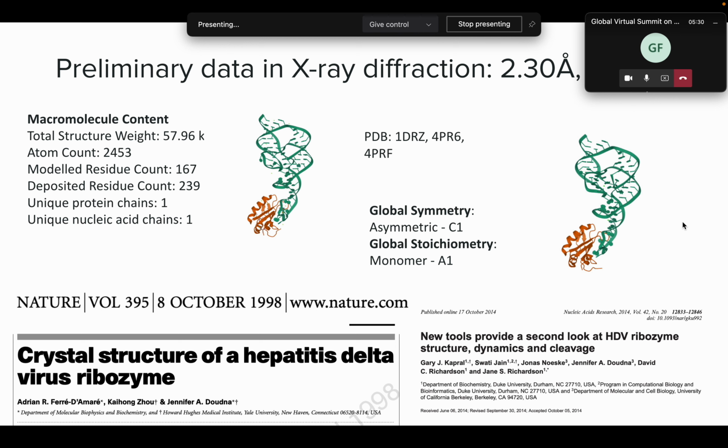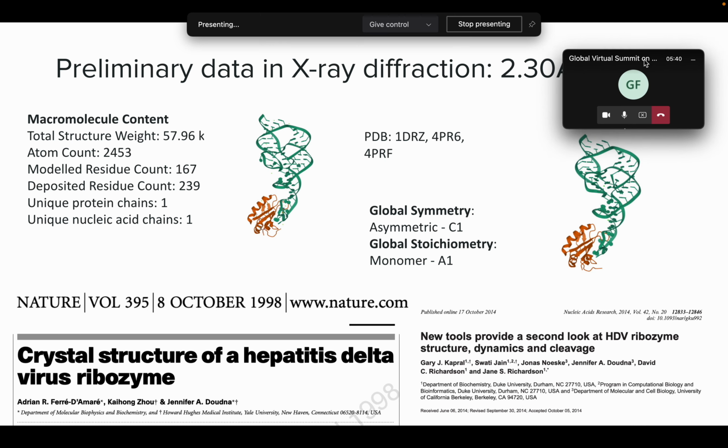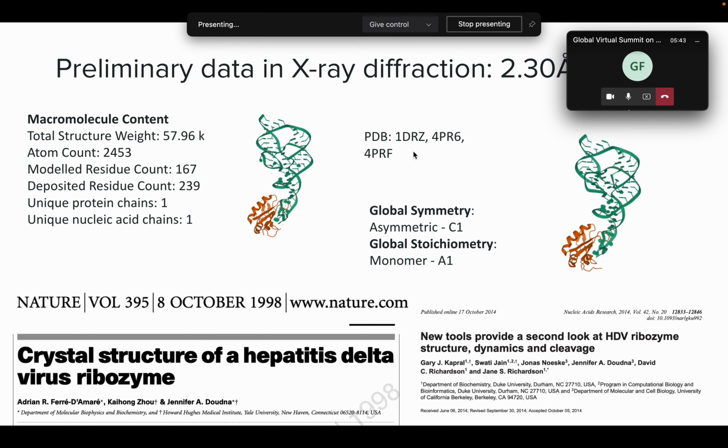This is some preliminary data that came out in October 1998 from Jennifer Doudna's group, and this was at 2.3 and 2.4 angstroms. The PDB deposits are here, 1DRZ and 4PR6, as well as 4PRF. And you can see the tertiary structure of the HDV ribozyme. It actually weighs 57.96 kilodaltons. It has 2,453 atoms. And it's asymmetric, a C1 asymmetric global symmetry, and it's a monomer as well.